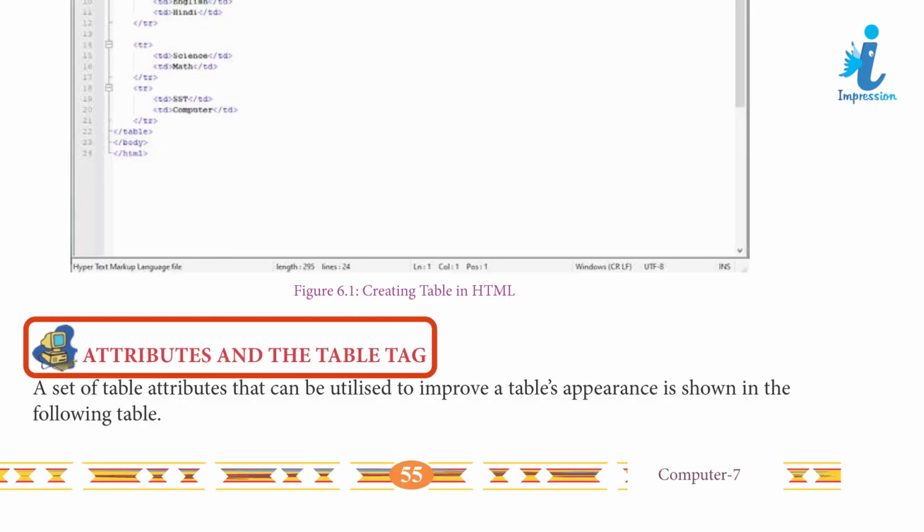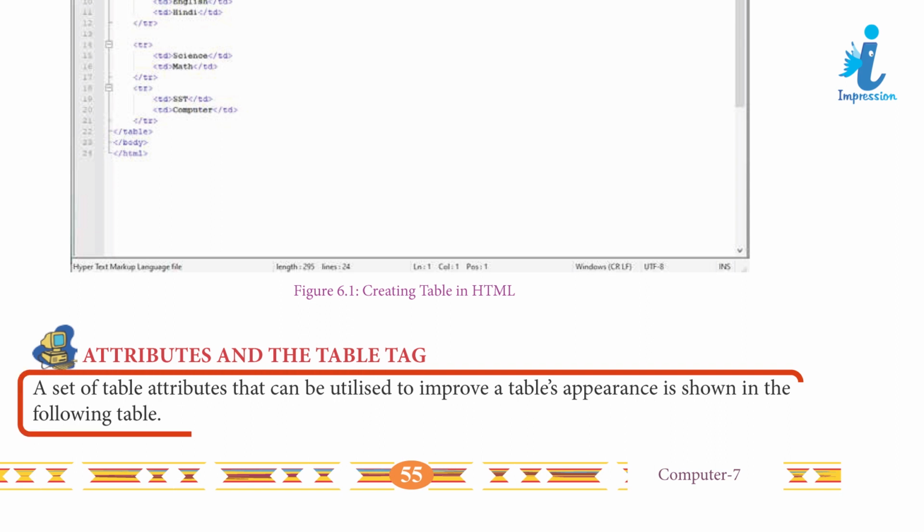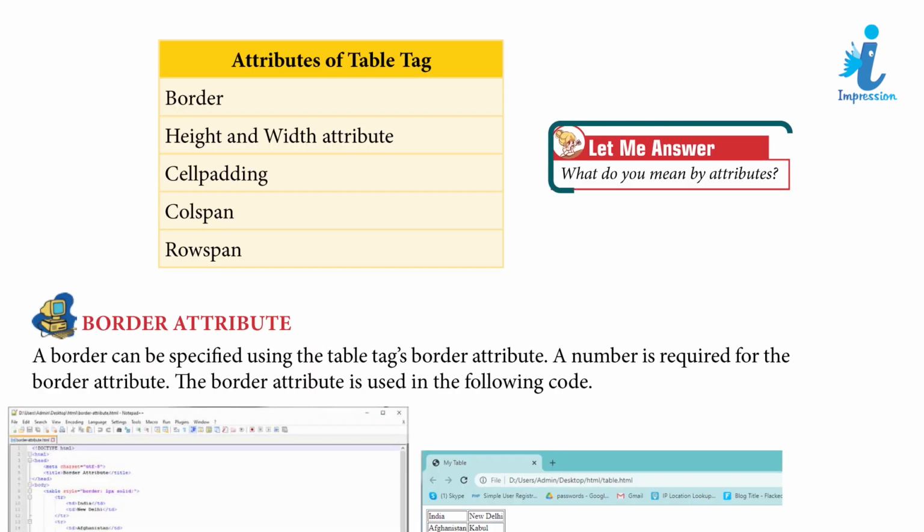Attributes of the table tag. A set of table attributes that can be utilized to improve a table's appearance is shown in the following table. Let me answer. What do you mean by attributes? Attributes of the table tag: border, height and width attribute, cell padding, col span, row span.